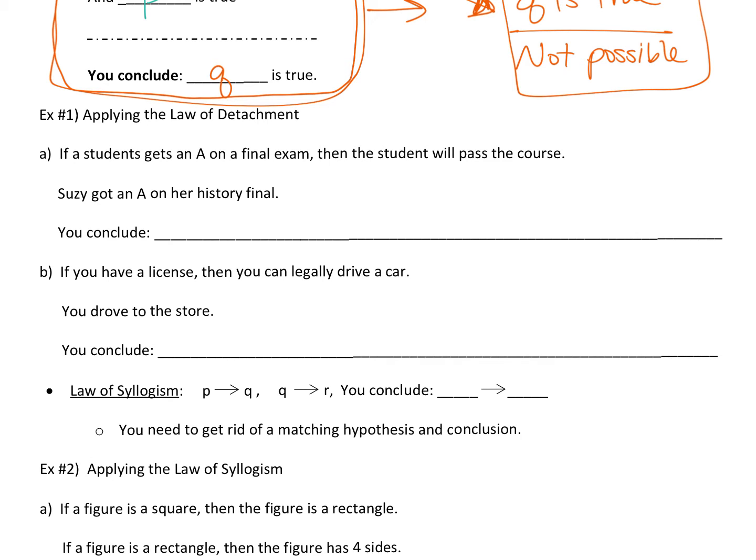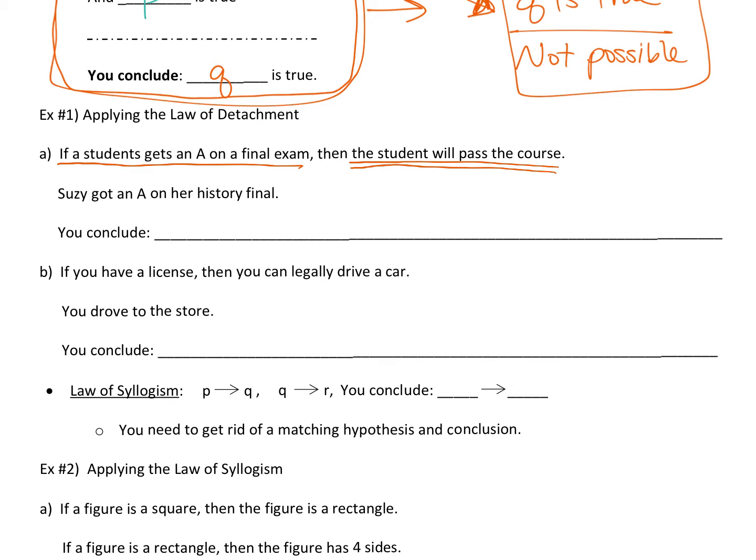Okay, so example one, letter A, it says, if a student gets an A on a final exam, then the student will pass the course. That is a true statement because of the weight of a final exam in my situation. Because of the weight of the final exam, if you got an A on the final, you would pass the course. Okay, we're saying that's true.